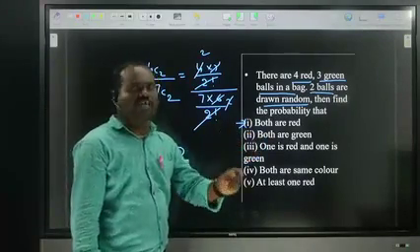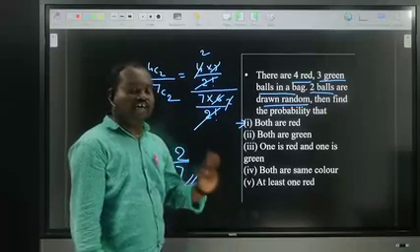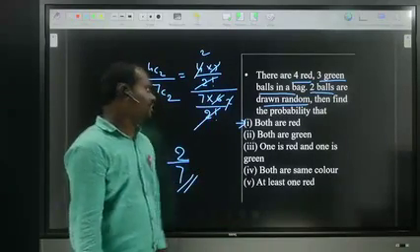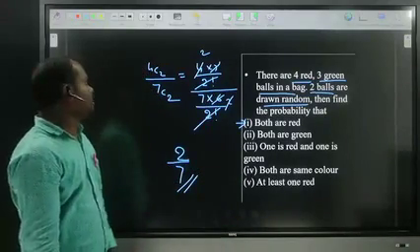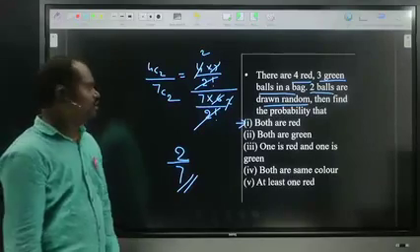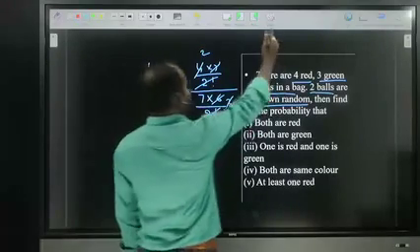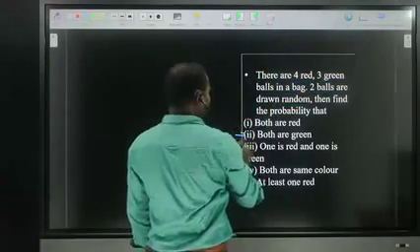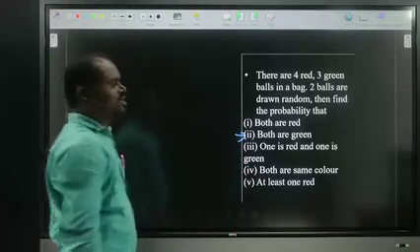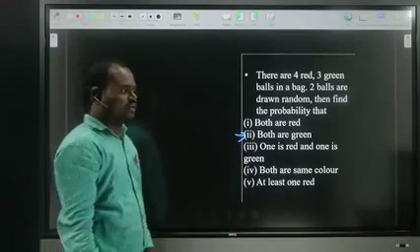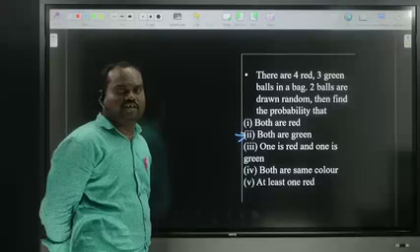Both are red. From 7 we are taking 2, 7C2. That 2 we want as red color, so 4C2 by 7C2. Right. Now we are going to the next question. The second question: both are green. Tell me what is the answer of that.